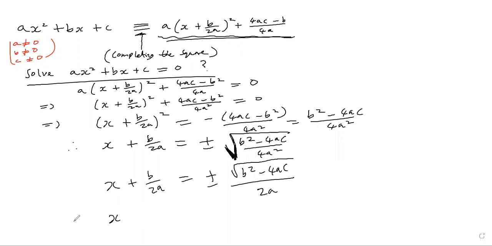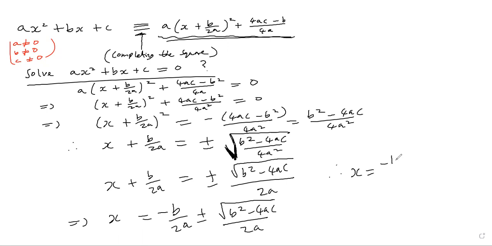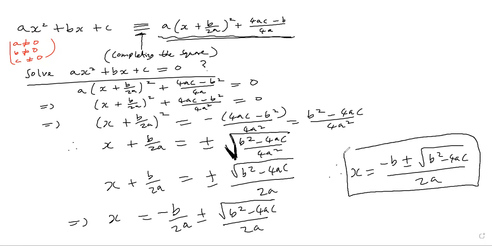Then we can subtract b over 2a from both sides. So we get minus b over 2a, plus or minus the square root of b squared minus 4ac, all divided by 2a. We've got a common denominator, so we put these two fractions under one common denominator. Therefore, x equals minus b plus or minus the square root of b squared minus 4ac, all divided by 2a. And you'll probably notice this is the quadratic formula.